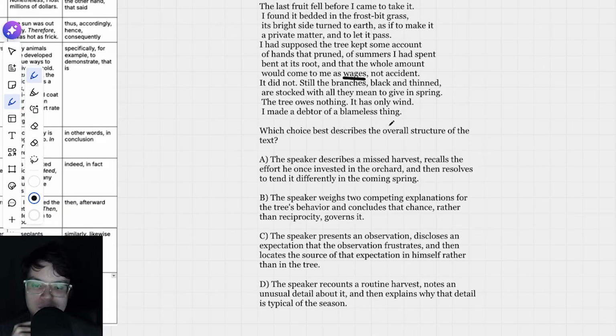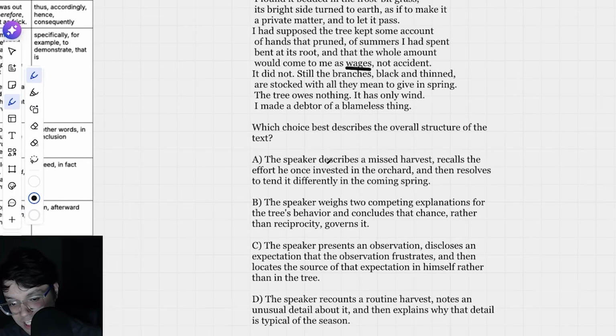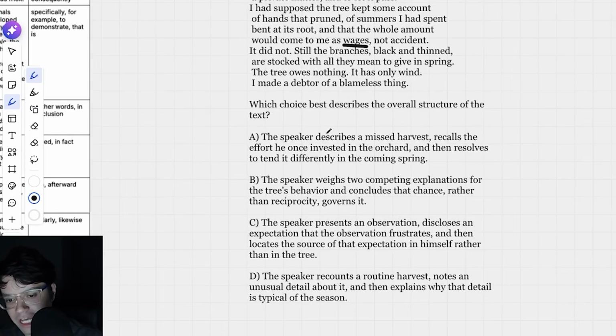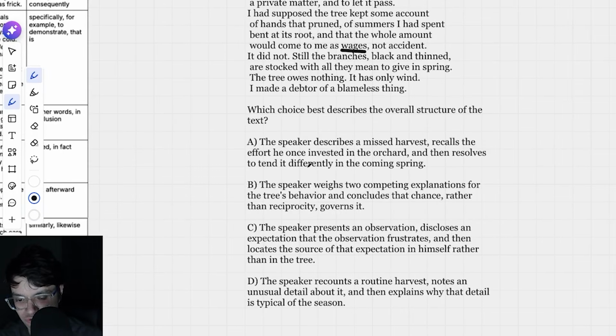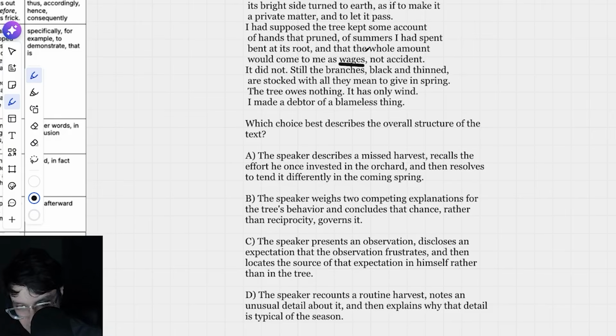So which choice best describes the overall structure of the text? For my prediction here, I'd probably say something like, this guy saw an apple fall from a tree, and then he thought it was an indication that he was going to get a big reward, but he was incorrect. So then I'll look at this one here. A, the speaker describes a missed harvest, recalls the effort that he once invested, and then resolves to tend it differently in the coming spring. The big problem here is it says tend it differently. There was nothing here saying that he's going to act differently when it comes to the spring.